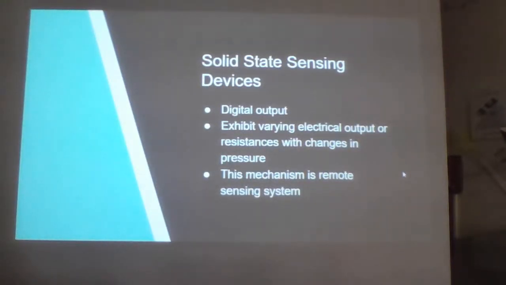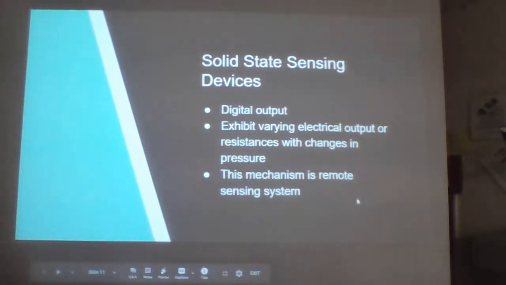Solid state sensing devices. These have a digital output. These are like the newest and greatest devices. Everything's kind of going electrical in reading instruments and really everything. Everything that can go electrical will go electrical as far as aircraft. Okay, so it has a digital output and exhibits varying electrical output or resistance with changes in pressure. That's how the solid state sensing devices operate.